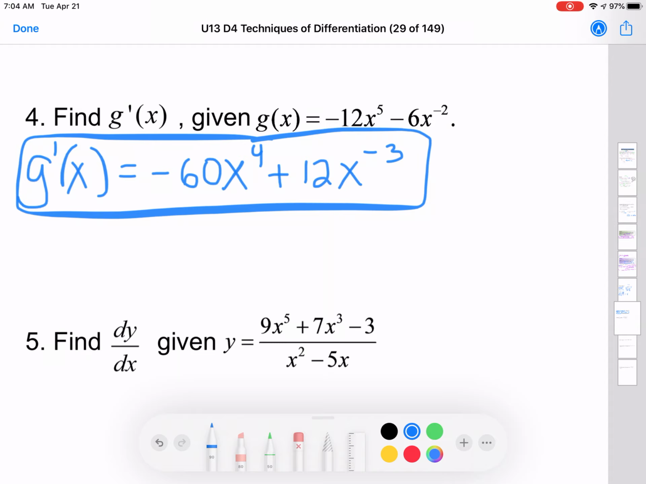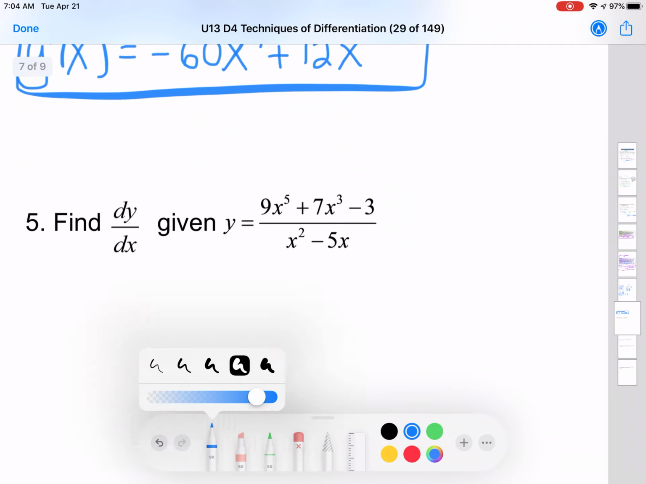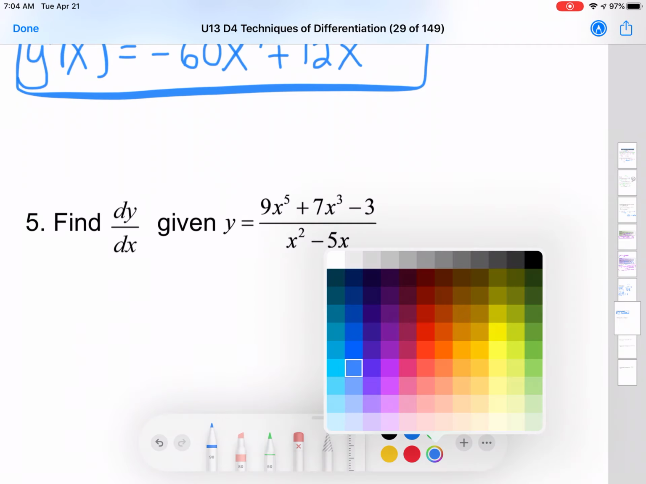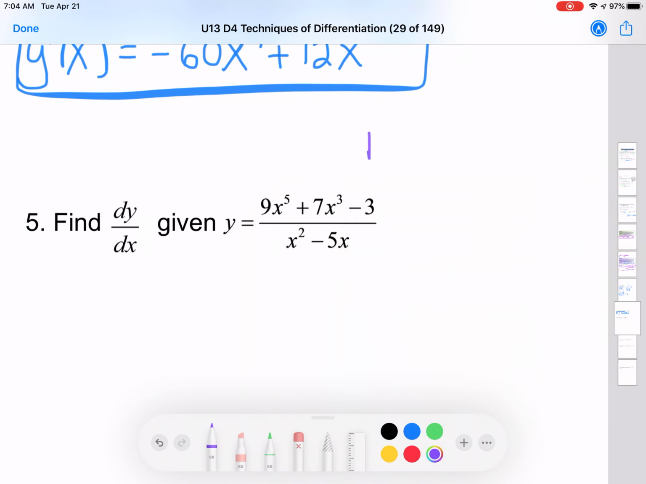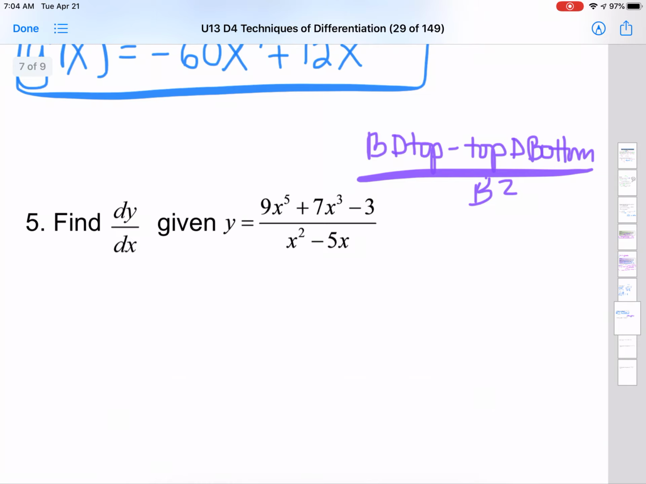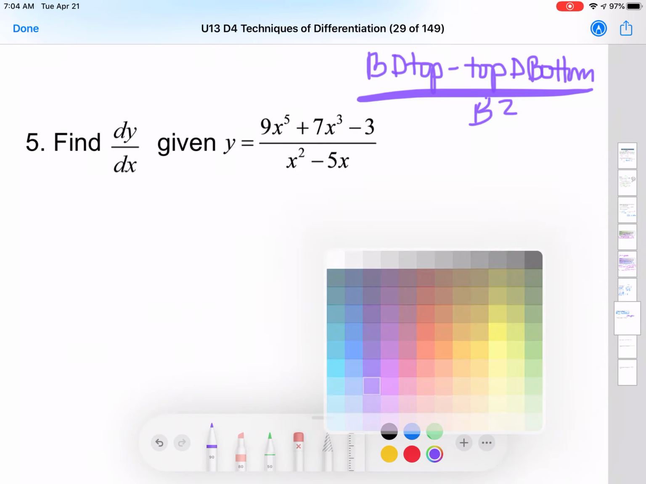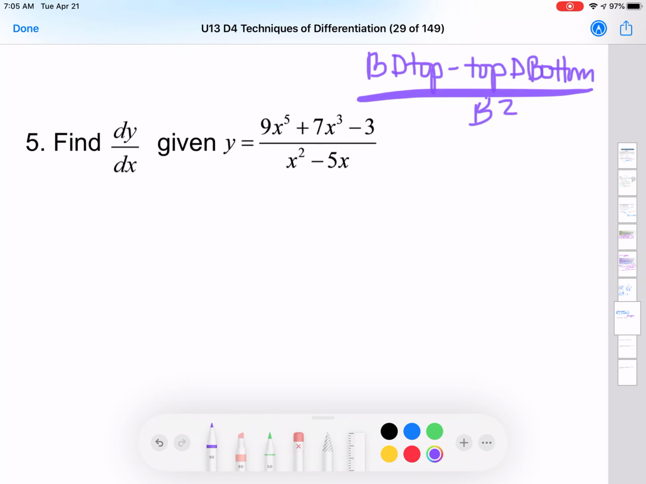Okay, next one looks like quotient rule. So again, I'll just write it out how I memorize it. And it's just a matter of exactly that, just memorization. So bottom d top minus top d bottom over bottom squared. That's how I memorize it. Okay, so let's give that a try.